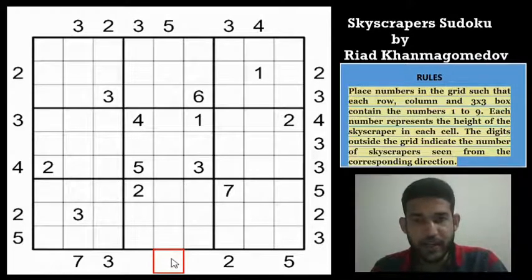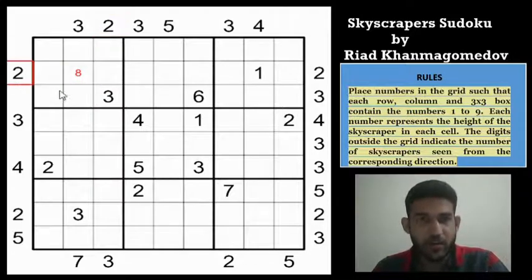The next trick is that when you have the outside clue as 2, you can never have 8 as the second building, or rather 8 as the second digit from that direction. So what I mean is, let us take this 2 clue. You can never have an 8 in this cell when you have the outside clue as 2, because regardless of whether the 9 comes in front of 8 or behind 8, you can never satisfy the 2 clue when you have the 8 as the second building.